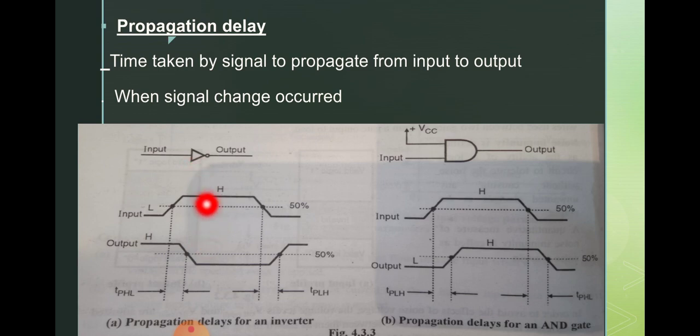Let us consider this figure for understanding purpose. You know that when input is low, output is high, and when input is high, output is low. This is the operating mechanism of NOT gate. Now let us consider this figure.